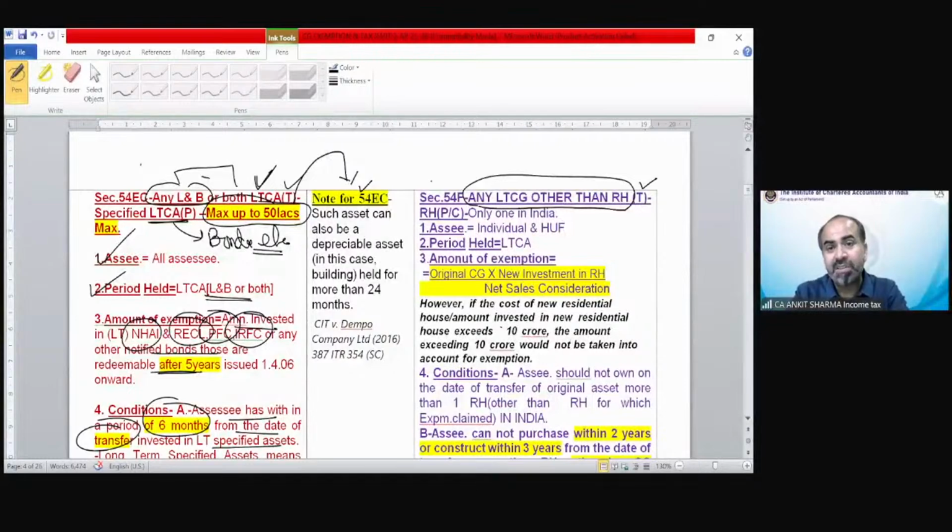And what do we need to purchase or construct? Again, the same thing, a residential house. So you have to transfer any other thing except the residential house. You can transfer shares long-term. You can transfer jewelry, paintings, drawings, land, anything. Other than a residential house, you have to transfer something and you have to purchase a new residential house or construct a new residential house.